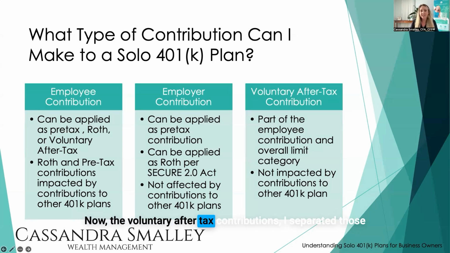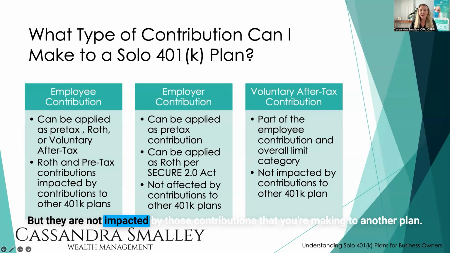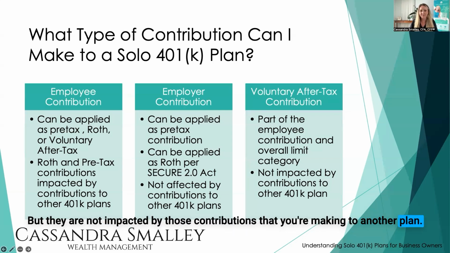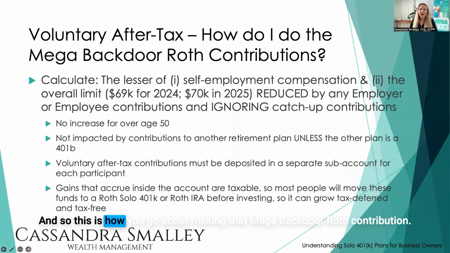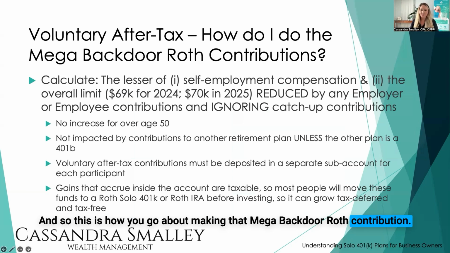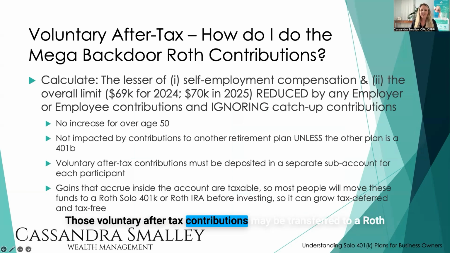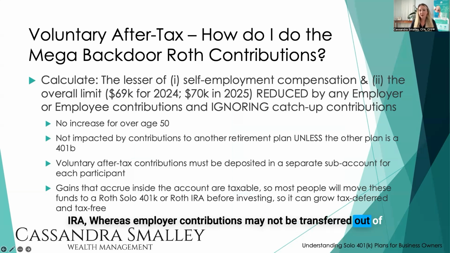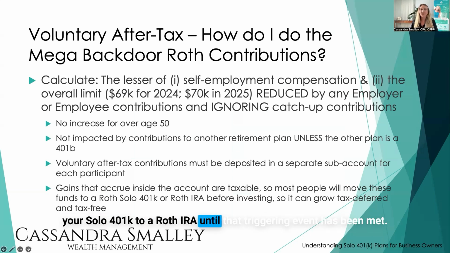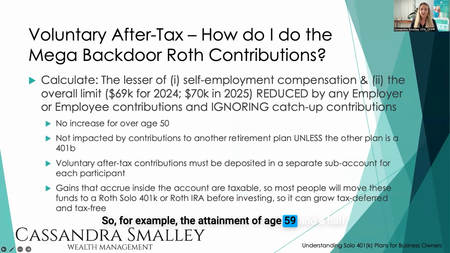Now, the voluntary after-tax contributions, I separated those out here because I wanted to make the point that these are part of the employee contribution and overall limit category, but they are not impacted by those contributions that you're making to another plan. And so this is how you go about making that mega backdoor Roth contribution. Those voluntary after-tax contributions may be transferred to a Roth IRA, whereas employer contributions may not be transferred out of your solo 401k to a Roth IRA until that triggering event has been met. So, for example, the attainment of age 59 and a half.